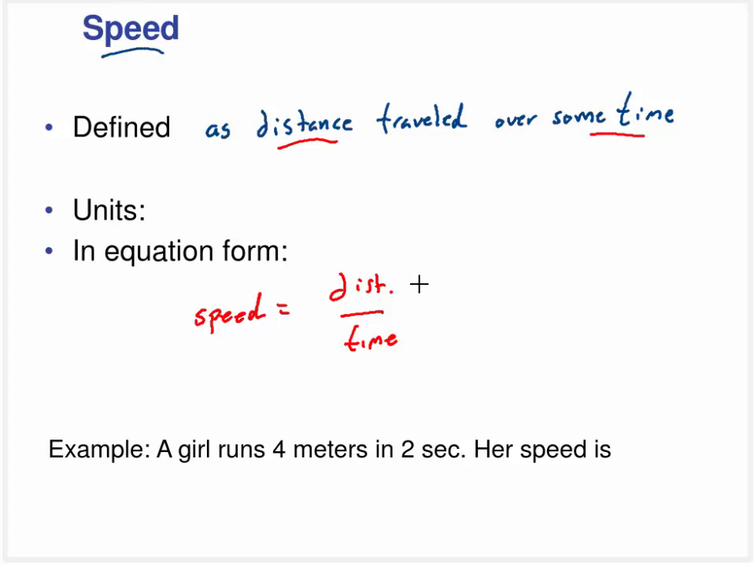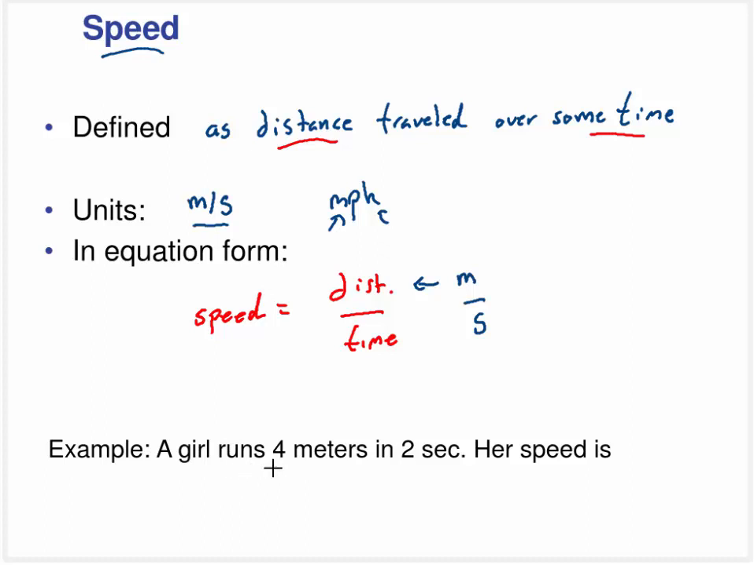Remember, I care a lot about units. We know that distance should be in meters and time should be in seconds. So when we talk about speed, we're talking about how many meters per second something is traveling. If we wanted to take an English unit, we typically would think of miles per hour, right? That's going to be a unit of distance per unit of time.